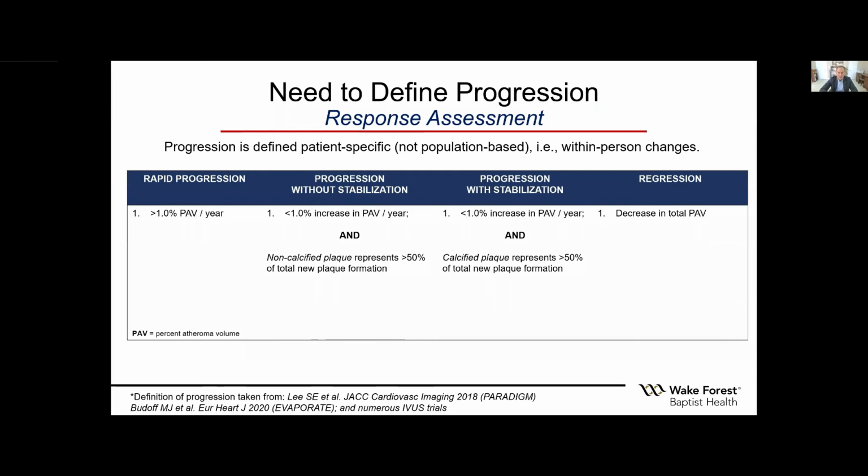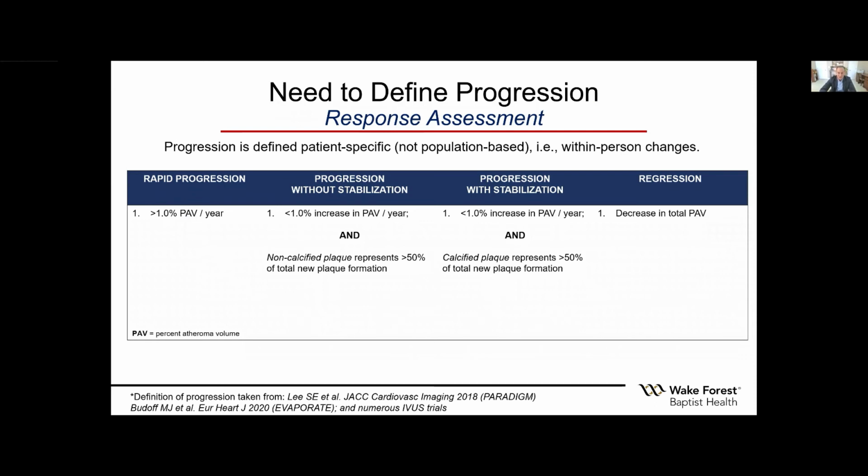So along those lines, then we need to have a definition for progression and our ability to respond or understand how patients are responding to whatever therapies we're recommending. So here's just one proposed scheme, and this is based on some CTA trials as well as numerous IVUS trials. Rapid progression is defined as a greater than 1% PAV per year. On the opposite end, regression is a decrease in total PAV.